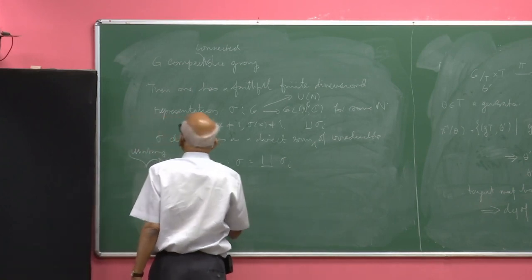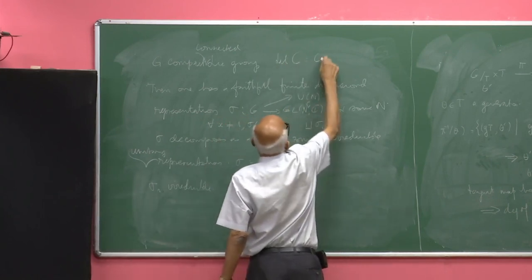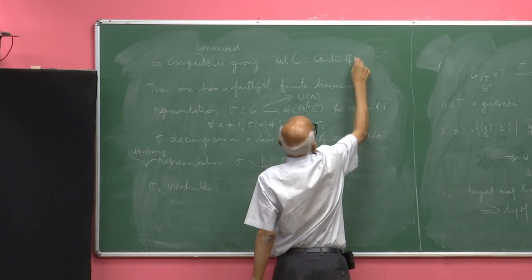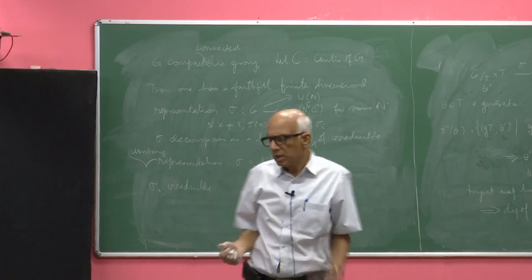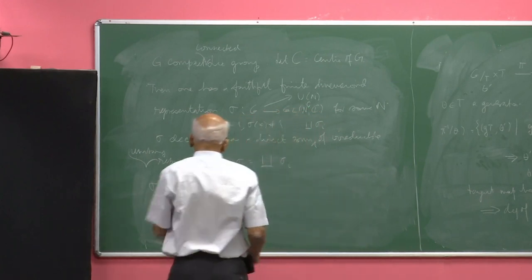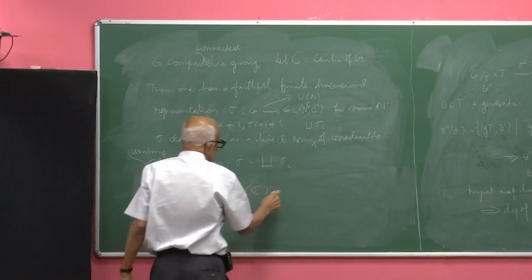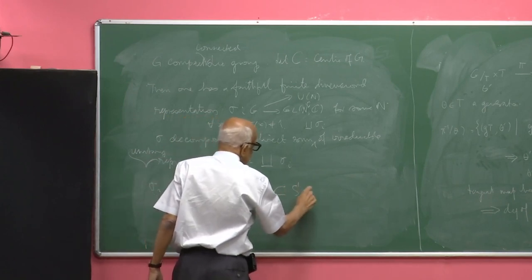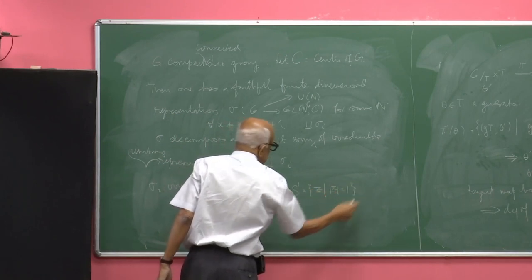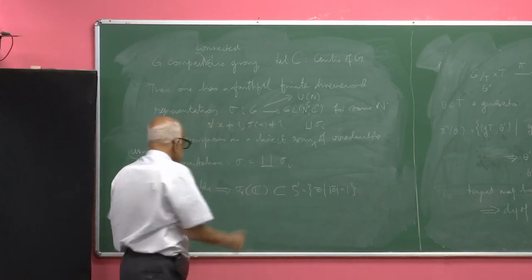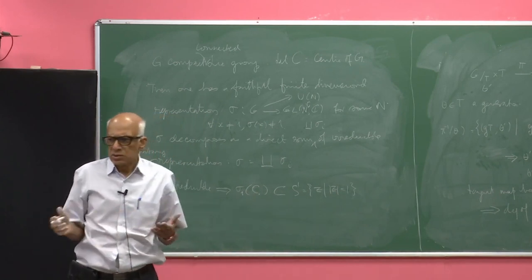implies, let us denote by C the center. It's obviously a closed subgroup and therefore a Lie subgroup, a Lie group in its own right. And sigma I being irreducible implies sigma I of C is contained in the scalars. That's the so-called Schur's lemma.